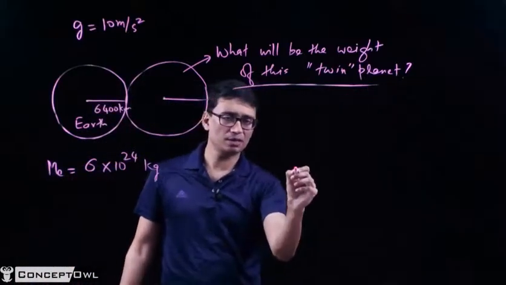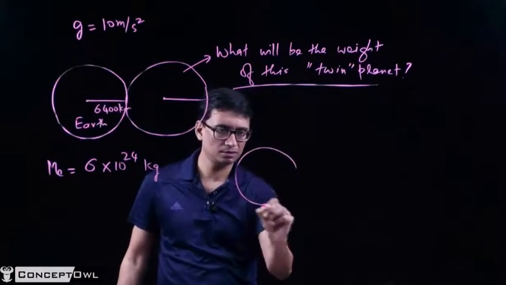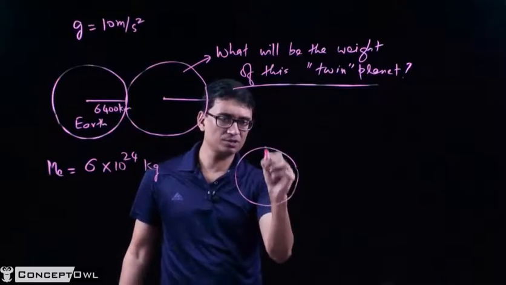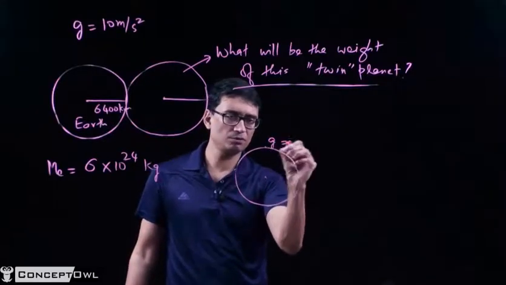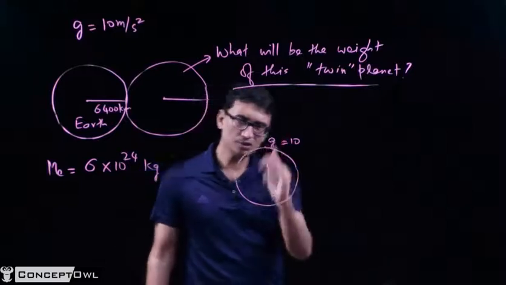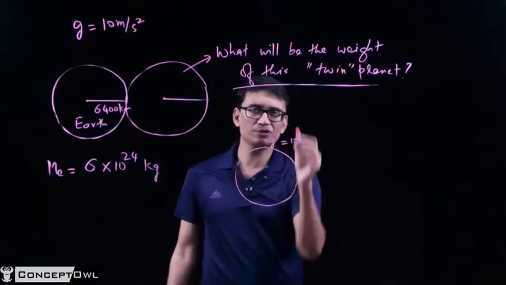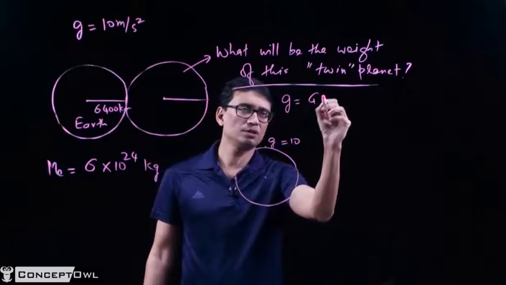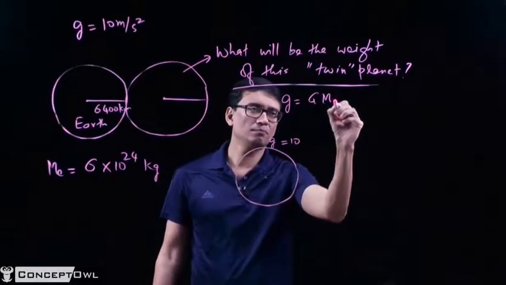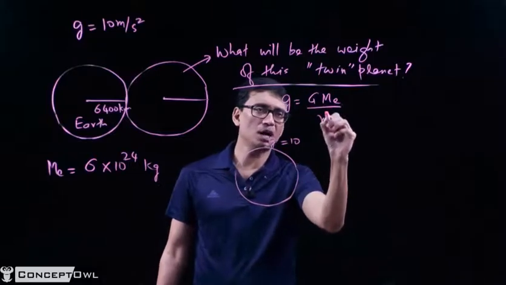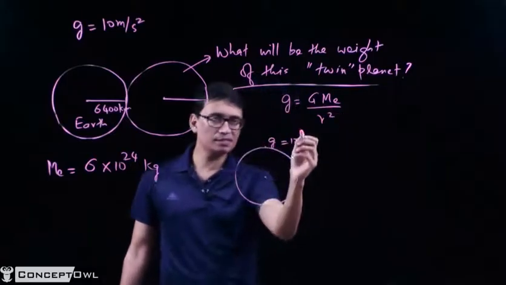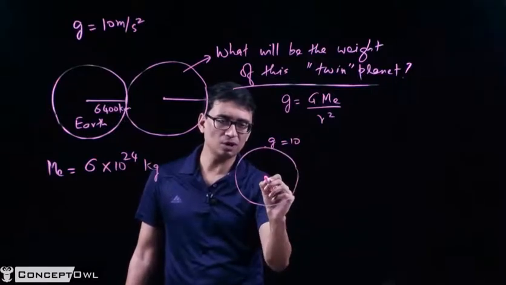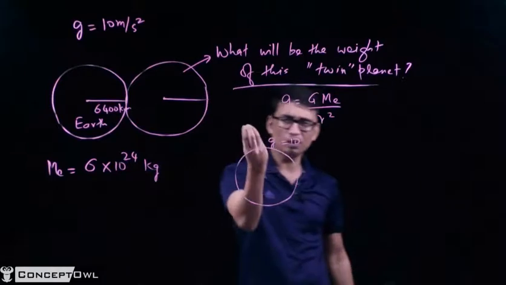So this is, let us say, Earth, right? Now the acceleration due to gravity is how much? So this is g, which is equal to 10. Now what is the formula for g? So g is equal to G times mass of Earth upon r square, where r is the distance from the center of Earth to where the object is located. This is for a small object on Earth's surface.